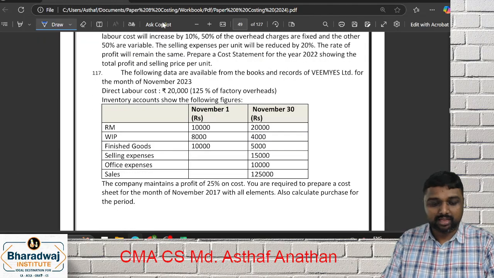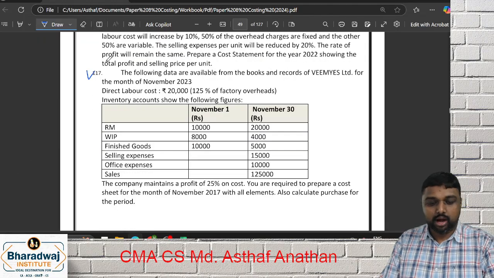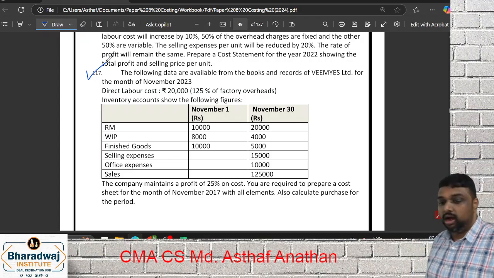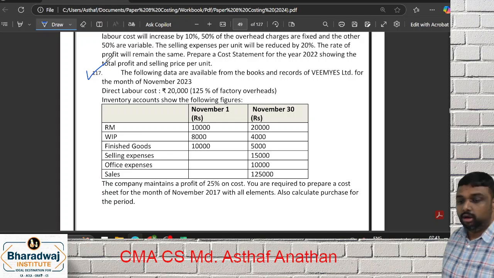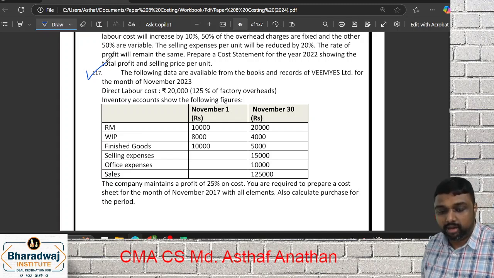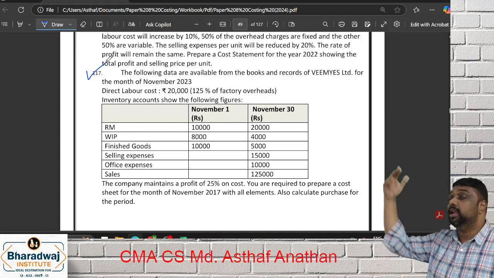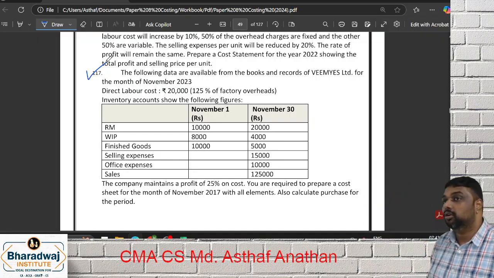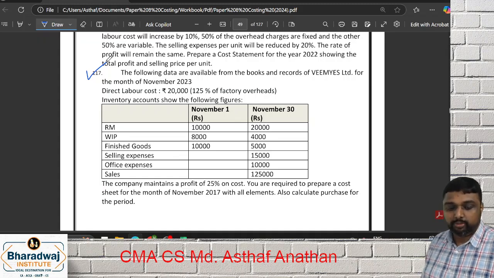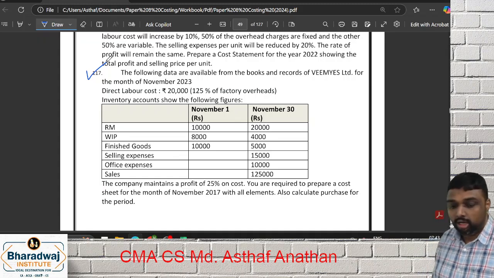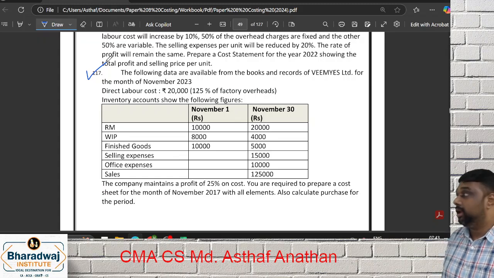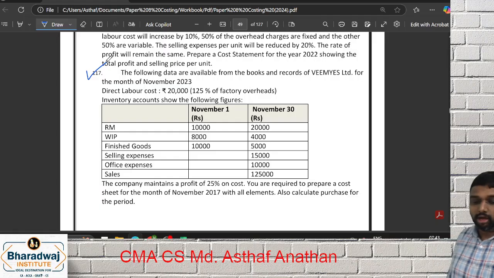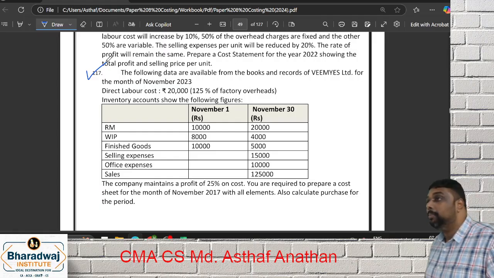See, question number 117. The following data are available from the books of records of VME Limited for the month of November. It's a previous year question also. Direct labor 20, which is 125 percent of factory overhead. Inventory and other details: they have given opening stock and closing stock, selling expense, office expense. Sales is given as 1 lakh 25,000. The company made a profit of 25 percent on cost. You are required to prepare a cost sheet for 2017. Also calculate purchase for the period.